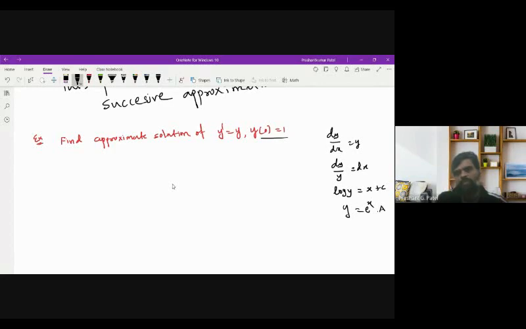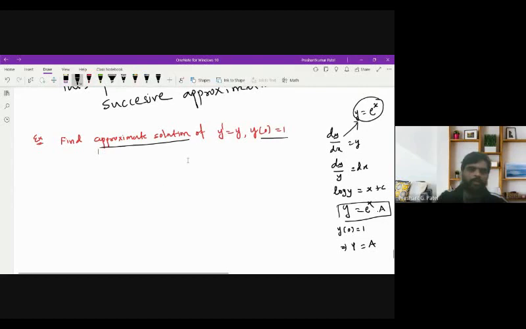And if you use this condition, y of 0 equal to 1, which implies 1 equal to a. And so the solution for this differential equation is y equal to e power x. So this is the solution. But here our objective is to calculate the approximate solution.